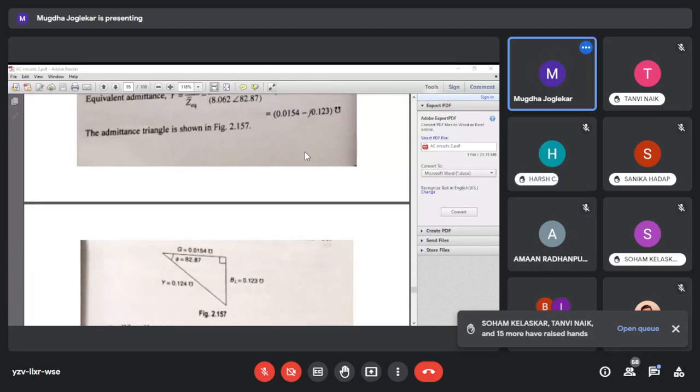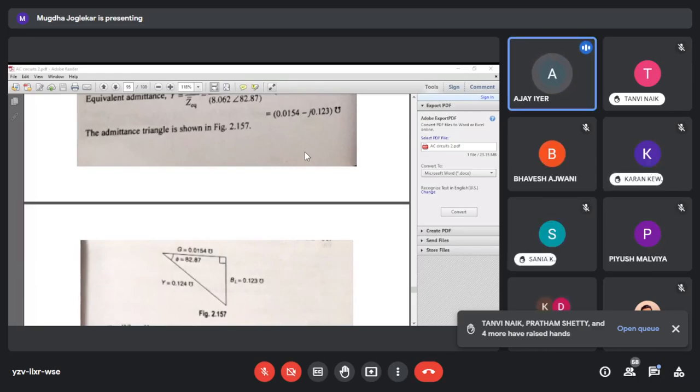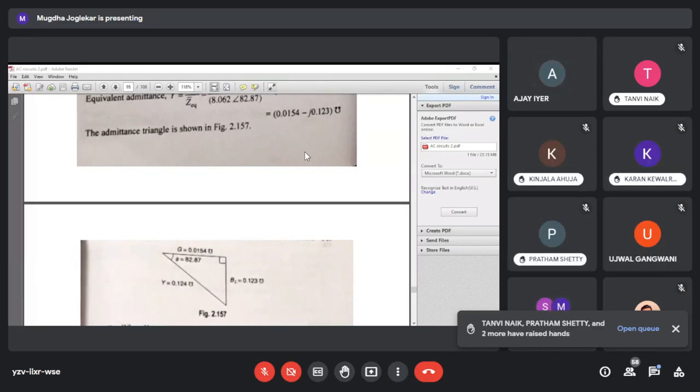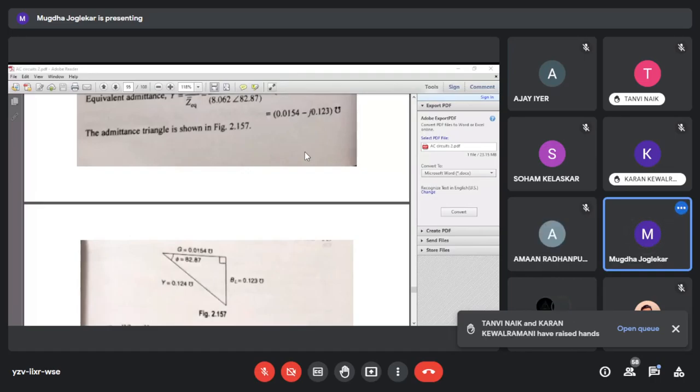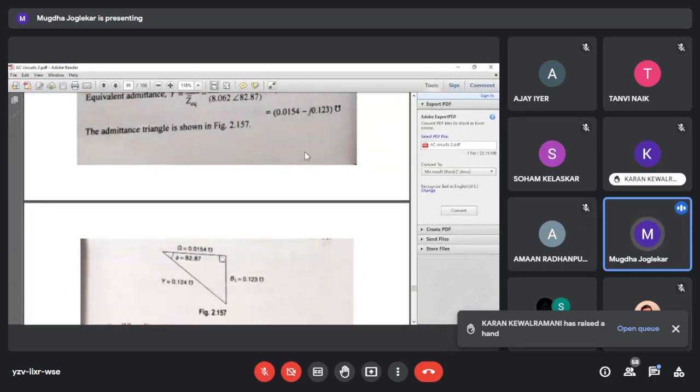Ma'am, how do we draw that admittance triangle? Yes, I have displayed on the board. You can see. Actually, whenever there is an inductive circuit, the general triangle we draw for inductive means here your R, here XL and here Z, right? The opposite of that, that is here G, here BL and here Y, right?